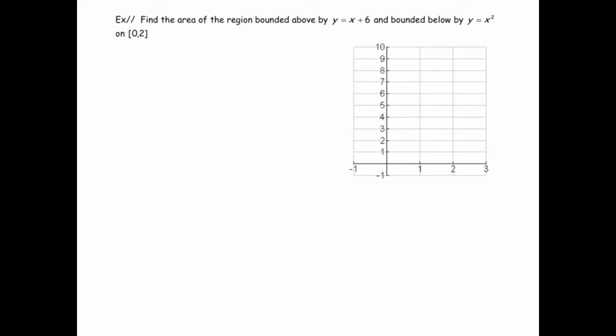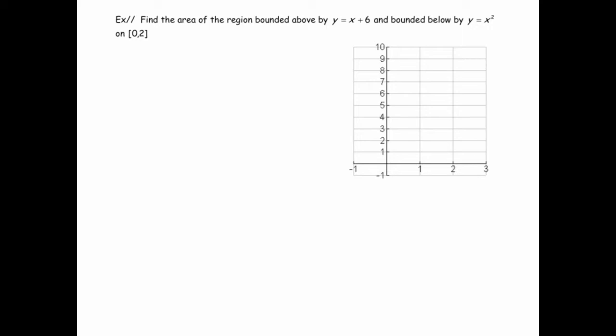Now let's move on to a different example where we're actually finding the area between two curves, one of which is not an axis. So this says find the area of the region bounded above by y equals x plus 6 and below by y equals x squared on the interval 0 to 2. So the first thing we need to do is graph the two functions.